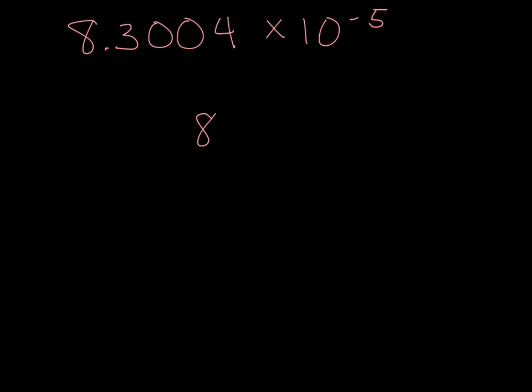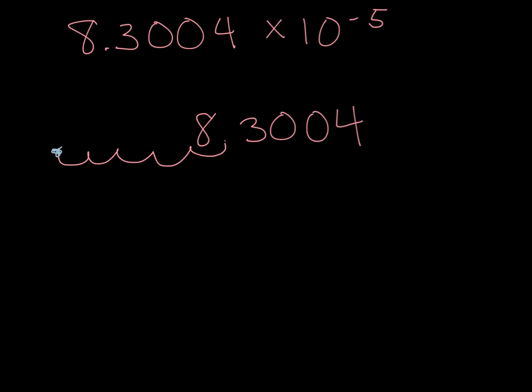So if we have 8.3004, and it's times 10 to the negative 5th, then I'm going to rewrite the number down here, those digits, and I'm going to move my decimal this time 5 places to the left because I have a negative exponent. So a negative exponent tells me that this decimal is going to hop to the left 5 places. So here we go. I'm going to go 1, 2, 3, 4, 5, and put our decimal right there.